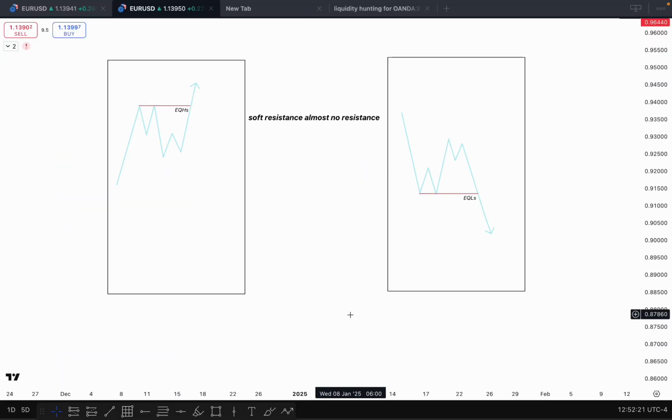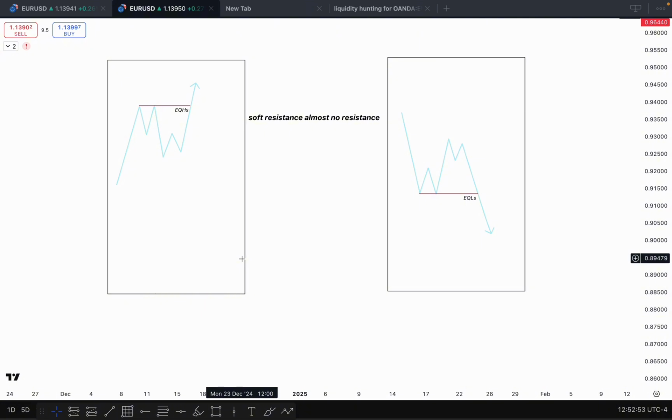Look, this is how I look at price for equal highs and equal lows. They stand in the middle: soft resistance, almost no resistance, like I said earlier. Most times, from a bullish perspective, price will make equal highs, take out a swing low right here, and after that expand to the equal highs again to take them out. And of course it can go higher after that, depending on the context of price, or it could reverse.